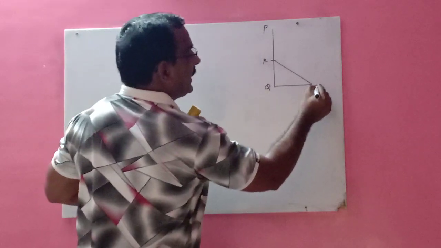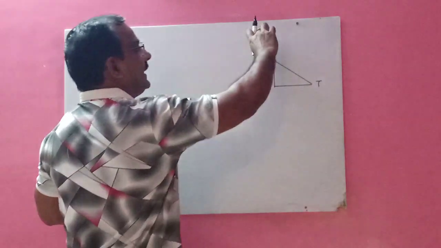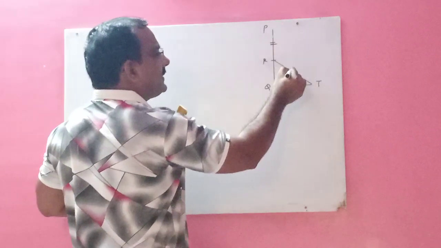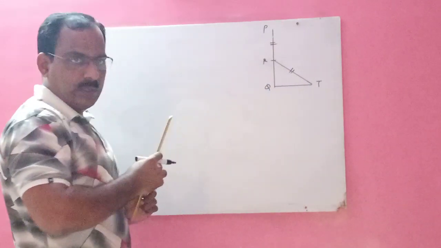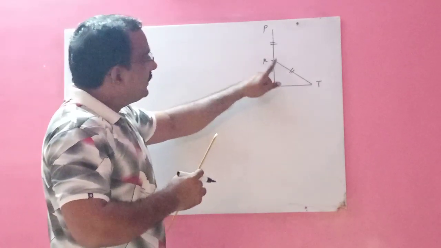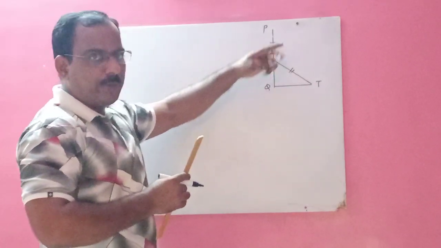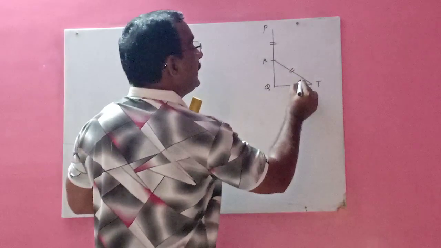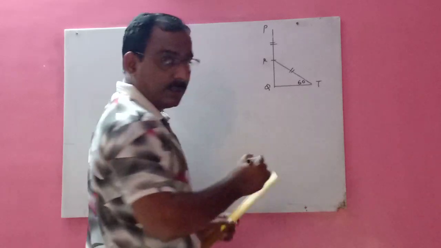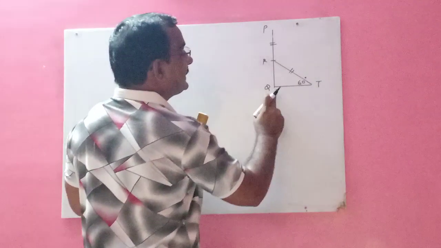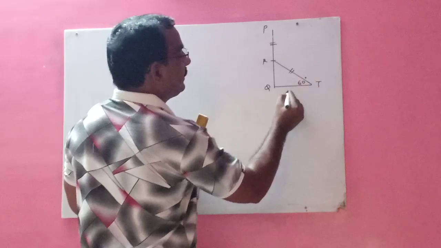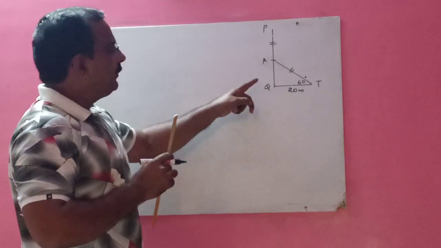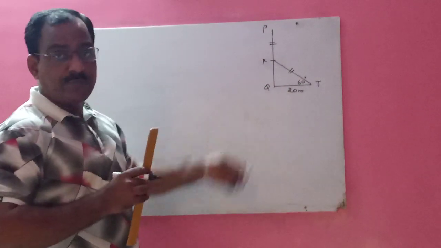Got it, children? So here I am taking T where the broken part falls. I mean to say that this and this are both equal. And this broken part when it falls on the ground makes an angle of 60 degree. Even they have given this distance from the tree to this rested part as 20 meter. Then what will be the actual length of the tree?